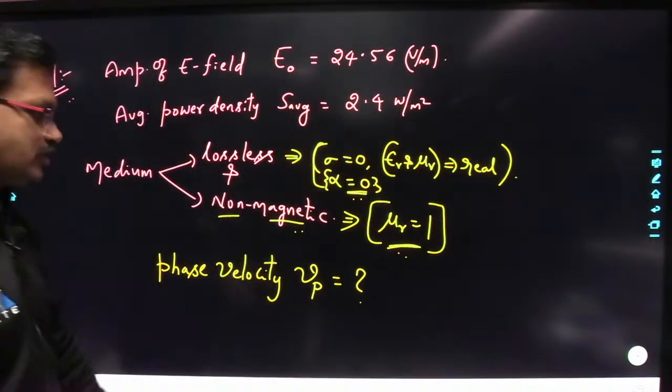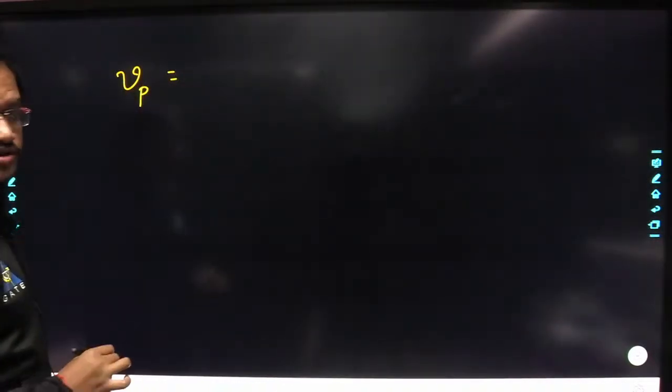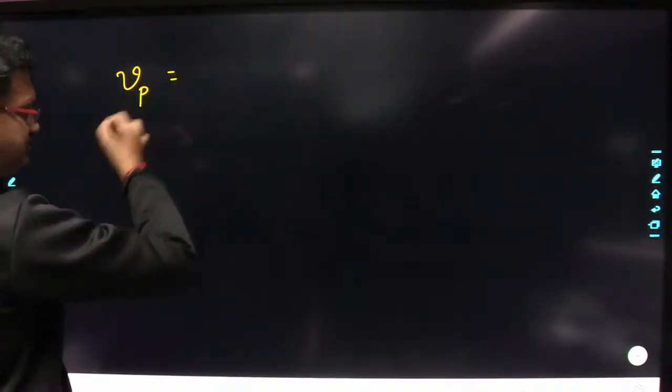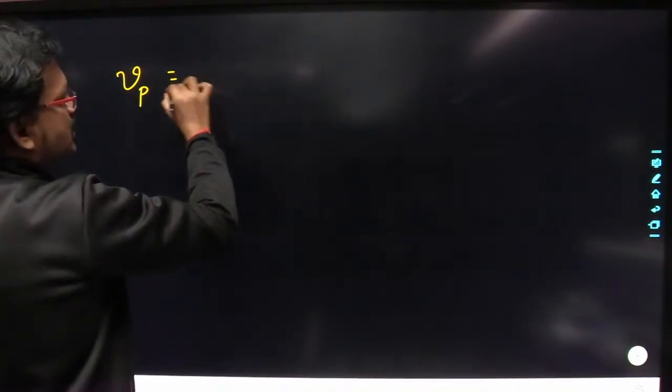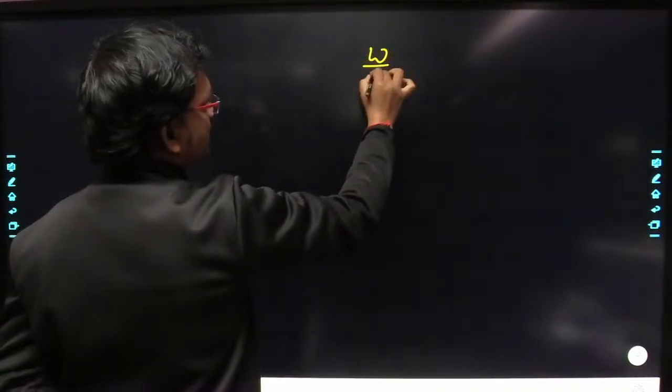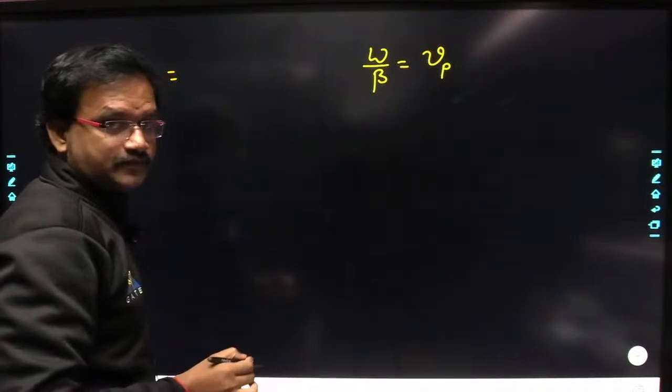So now if you want to determine the phase velocity in a lossless non-magnetic medium, what is the expression for phase velocity here? Phase velocity is equal to what here? See, we know that omega by beta is equal to phase velocity, right?